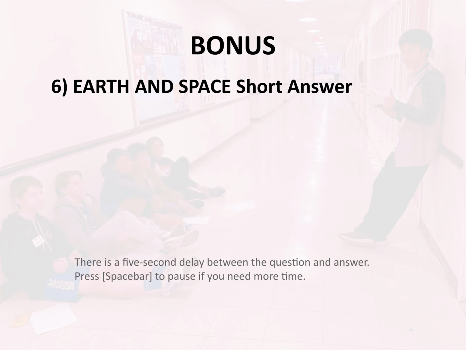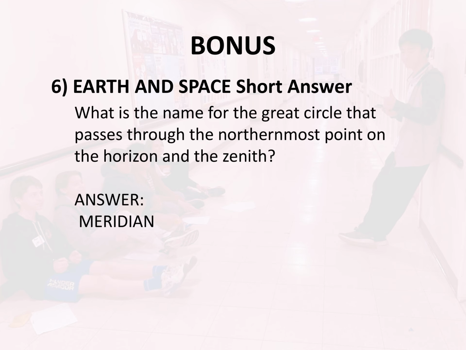Bonus 6. Earth and space short answer. What is the name for the great circle that passes through the northernmost point on the horizon and the zenith? Answer. Meridian.